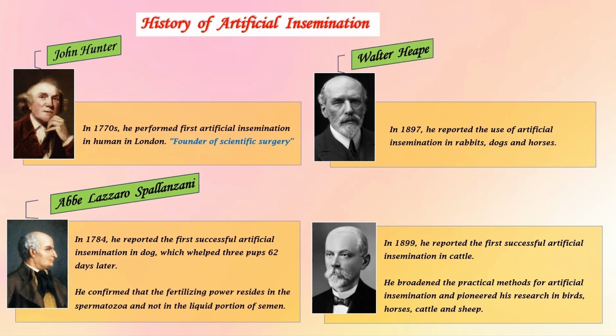Walter Heap performed artificial insemination in rabbits, dogs, and horses in 1897. Ilya Ivanovich Ivanov in 1899 reported the first successful artificial insemination in cattle. He broadened the practical methods for artificial insemination and pioneered his research in birds, horses, cattle, and sheep.